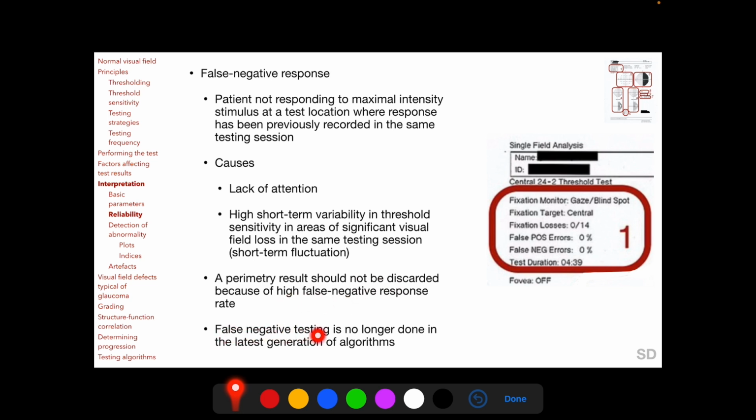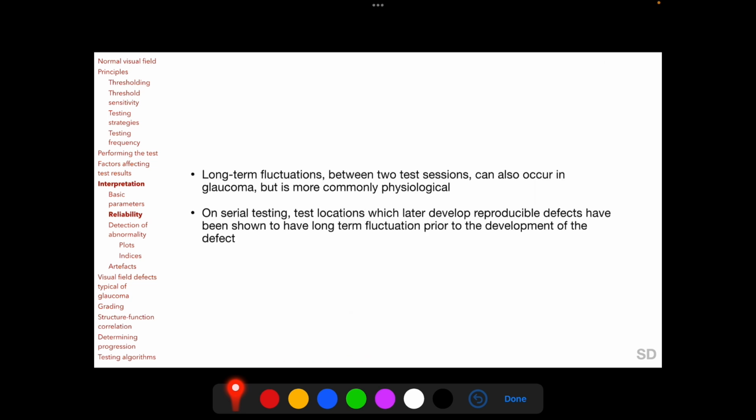And false negative testing is actually no longer done in the latest generation of algorithms such as the SITA Faster algorithm. Long-term fluctuation refers to variation in the threshold sensitivity at a particular test location between two testing sessions, and long-term fluctuation can occur in glaucoma but is more commonly physiological. It has been seen that on serial testing, test locations which later develop reproducible defects have long-term fluctuation prior to the development of these reproducible defects.